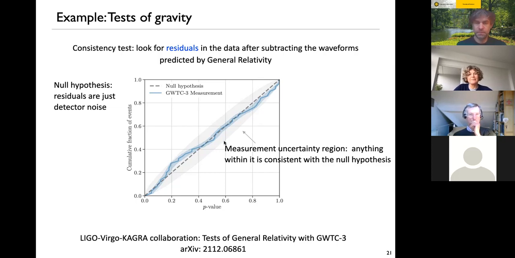Of course, the measurement uncertainties here again are quite large. So for the future, we really look forward to doing more higher precision studies.